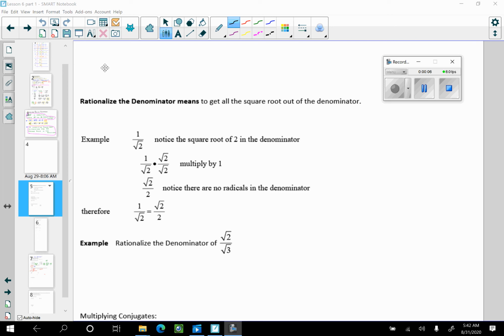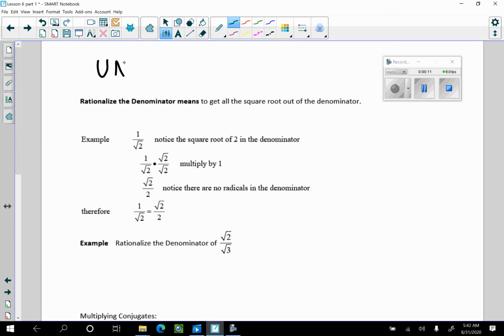Today we're going to finish up. I don't think we'll get finished, but we're going to look at Unit 0, Lesson 6, and this will be Part 2 of Unit 0, Lesson 6.